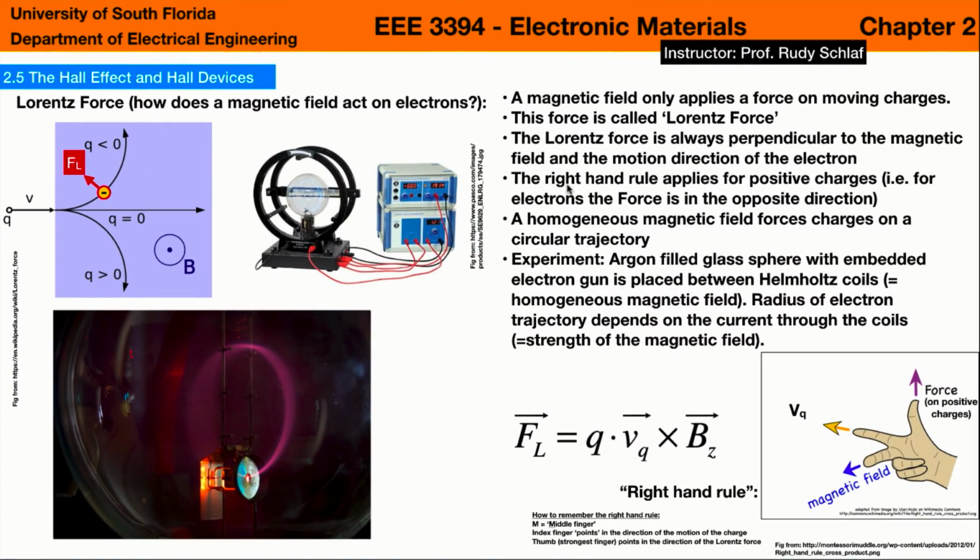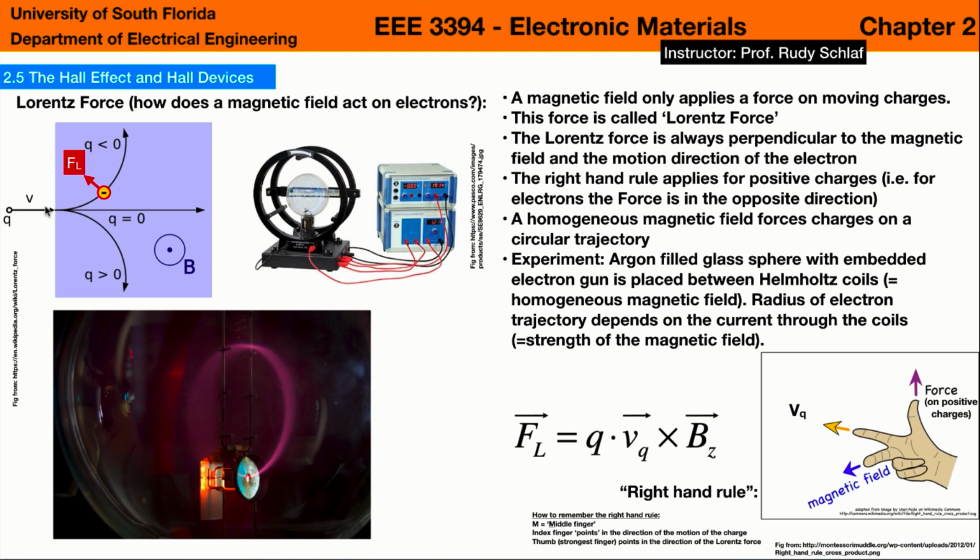Before we can move on to subchapter 2.5 about the Hall effect and Hall devices, let's discuss the Lorentz force real quick, the force that a magnetic field applies to moving charges. Probably the most intriguing aspect of the Lorentz force is that it always acts in a perpendicular direction to the direction of the motion of the charge. This results in circular trajectories if the magnetic field is homogeneous. So this is shown here.